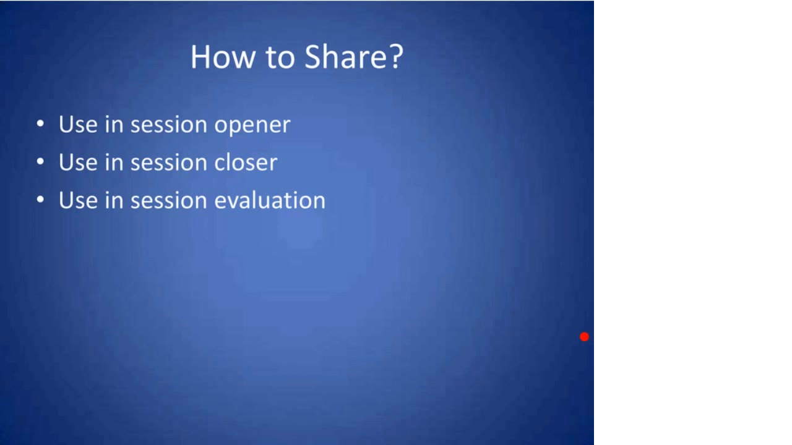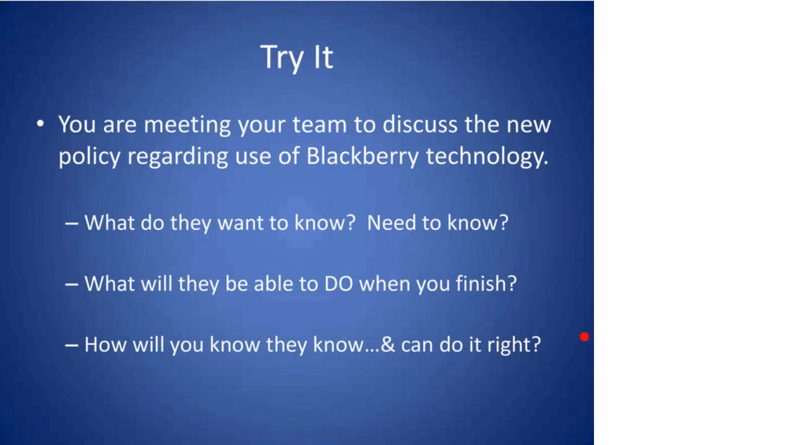So let's try it. Our example here is that you and your team are meeting. You're going to discuss the new policy regarding the use of BlackBerry technology. It's easier for you to think about iPhone or iPad or some other technology. Go right ahead. Think for a minute, and you can either unmute and share verbally, or you can write it in the chat. What do the learners in your environment want to know about that communication?